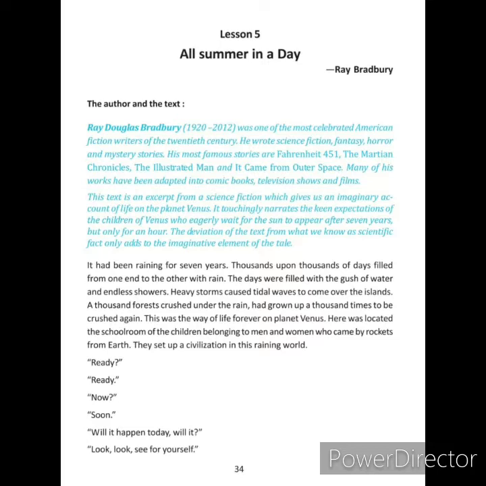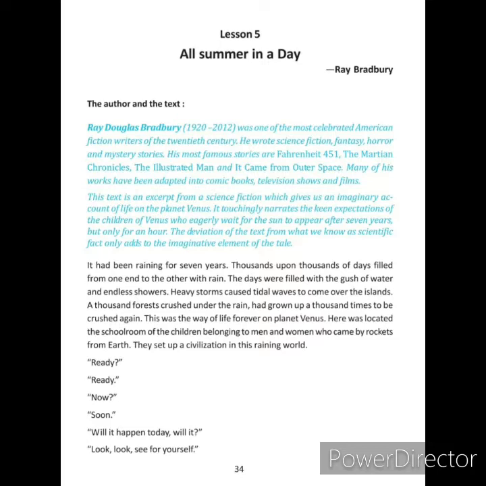Ray Douglas Bradbury, 1920-2012, was one of the most celebrated American fiction writers of the 20th century. He wrote science fiction, fantasy, horror, and mystery stories. His most famous stories are Fahrenheit 451, The Martian Chronicles, The Illustrated Man, and It Came from Outer Space. Many of his works have been adapted into comic books, television shows, and films.